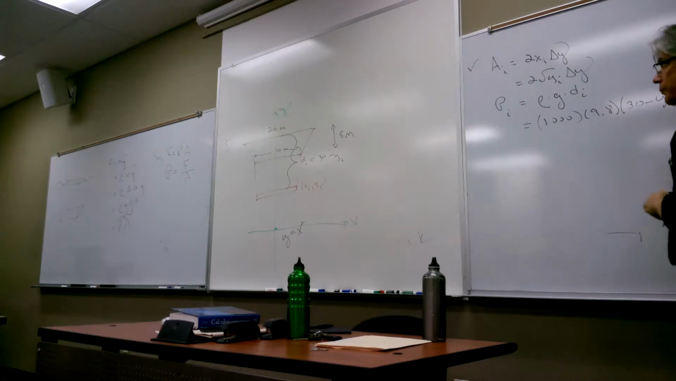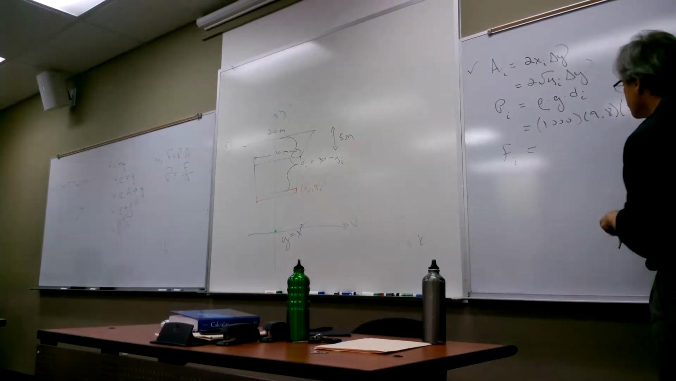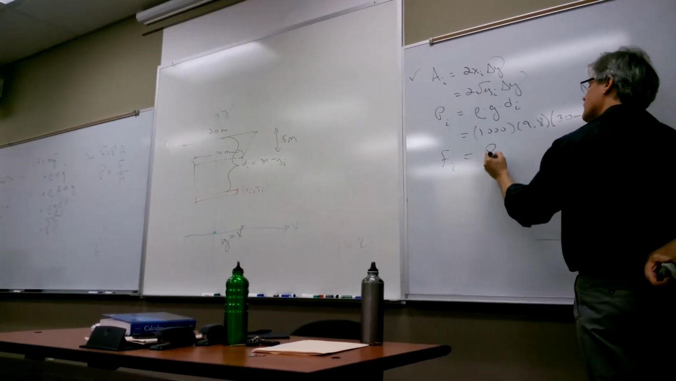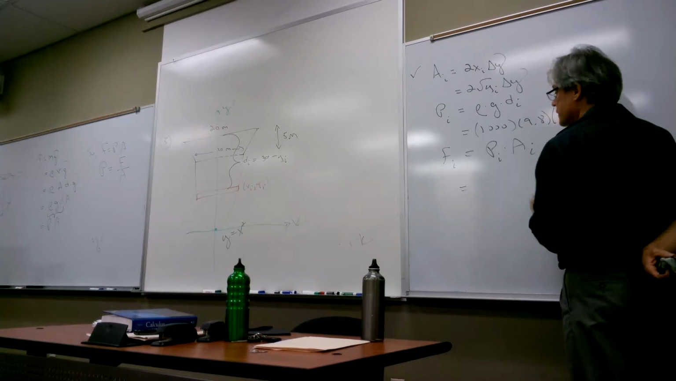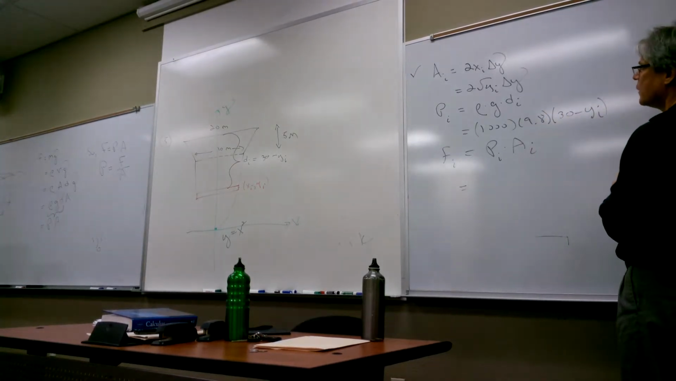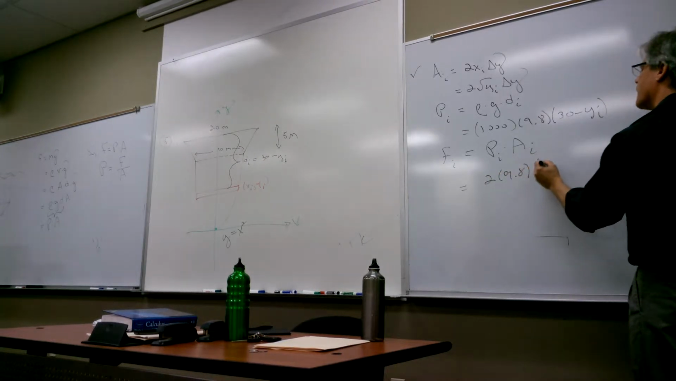Next, the force exerted on an ice sliver could be interpreted as nothing more than the pressure exerted on the sliver times the area of that ice sliver, which in this particular example is a product of these two. Would that give me a 2 times 9.8 times 1,000?